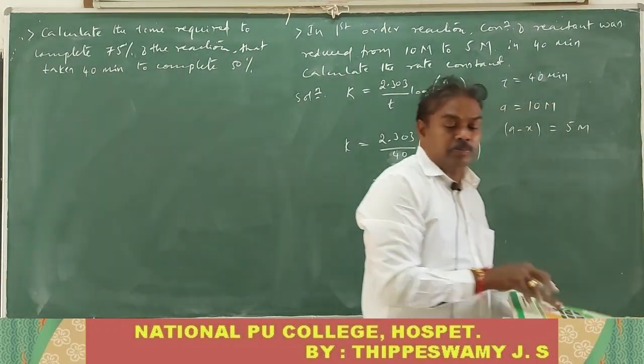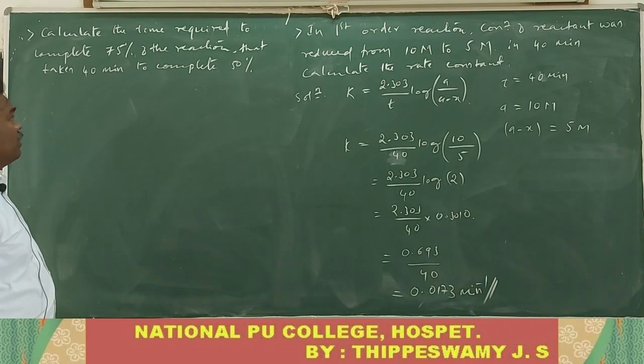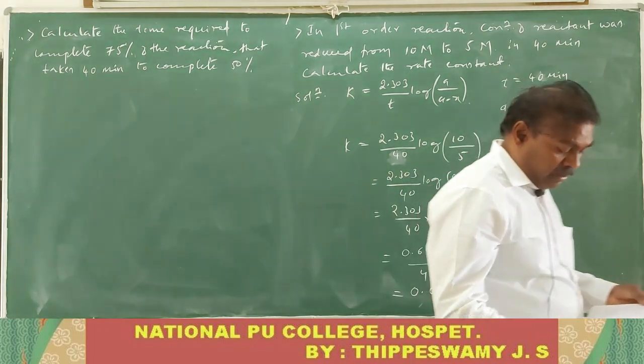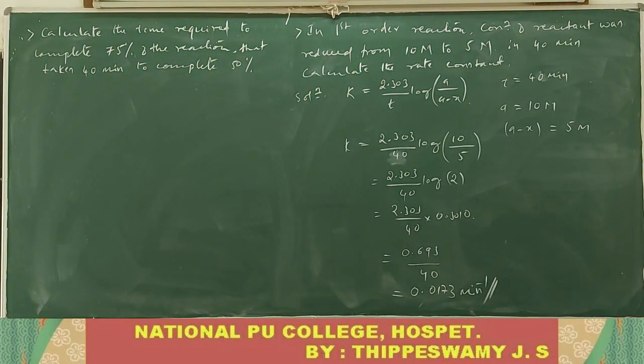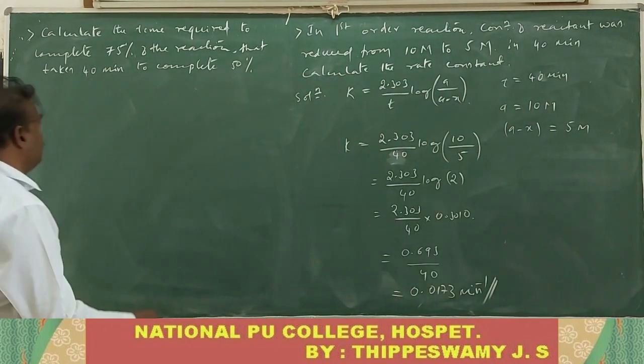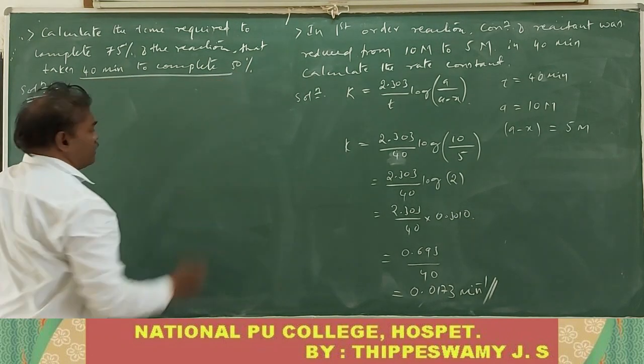Now here the question will be like this. Calculate the time required to complete 75% of the reaction that takes 40 minutes to complete 50%. Can you tell me how to simplify this one? It will be simplified in 2 steps. In the first step, we calculate the value of K for 40 minutes to complete 50%.